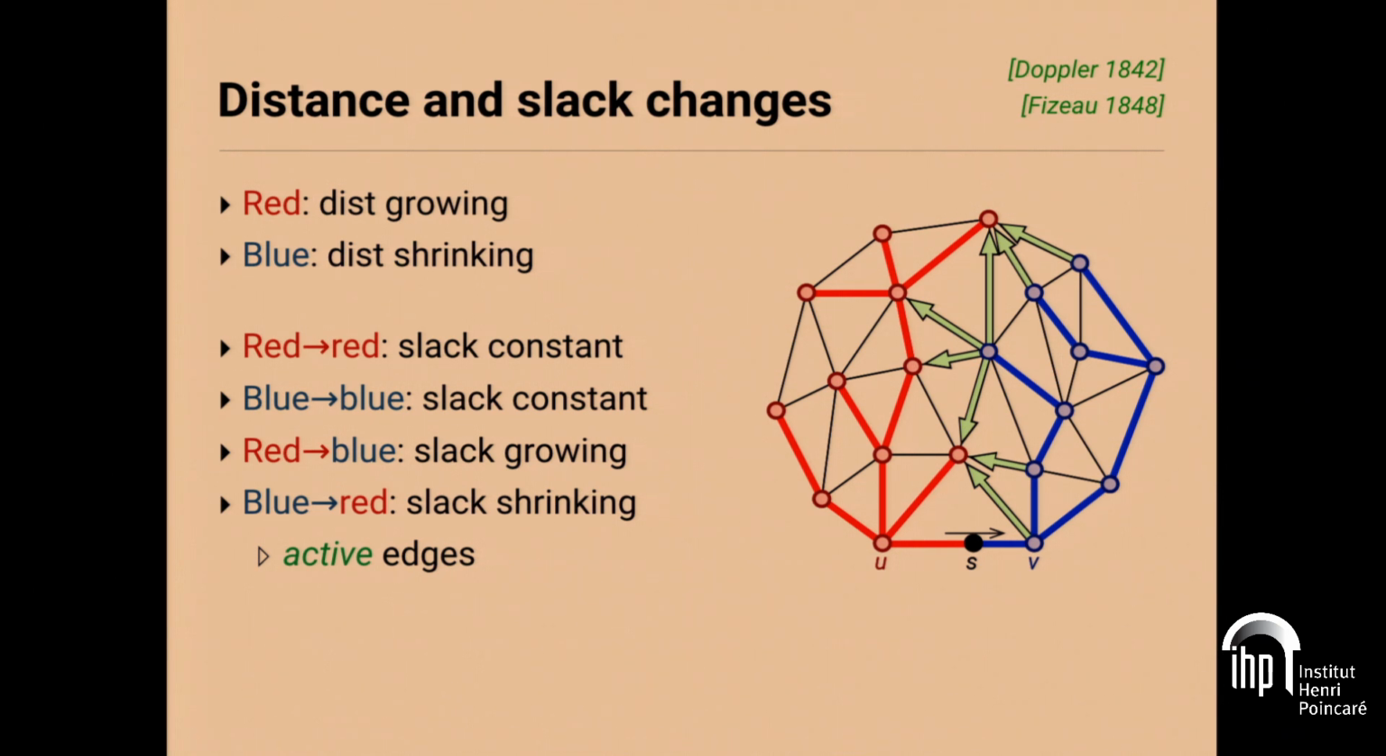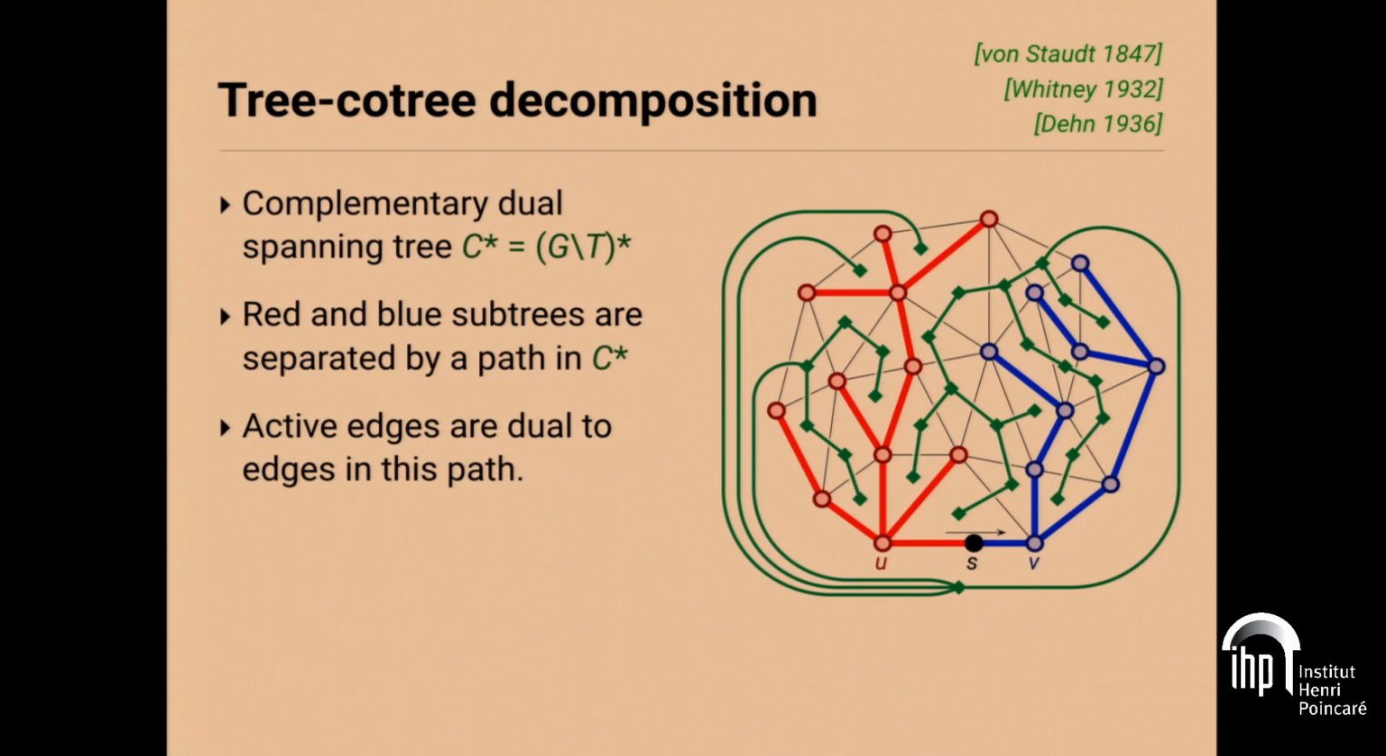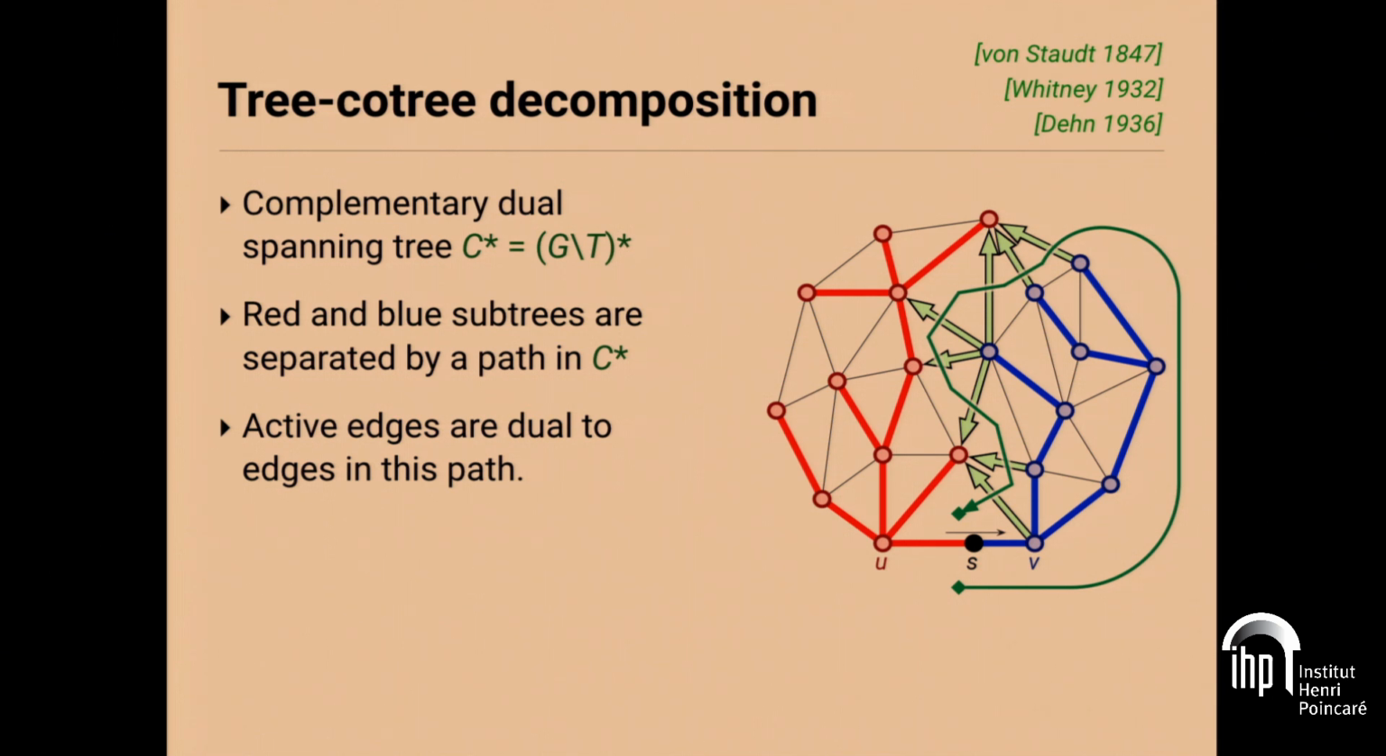Now, there's a nice characterization of these active edges by looking at the dual spanning tree. Tree-cotree, it's the only hammer I have. So if I look at the dual spanning tree, the complementary spanning tree here, there is a unique path that separates the red vertices from the blue vertices. In terms of Whitney's duality between cuts and cycles, if I just remove the edge UV from my primal graph, that separates the tree into two parts. There's a unique cycle in the dual graph that separates those two parts, and this is most of that cycle. So every active edge is dual to an edge on this particular path from the face on one side of UV to the face on the other side of UV.